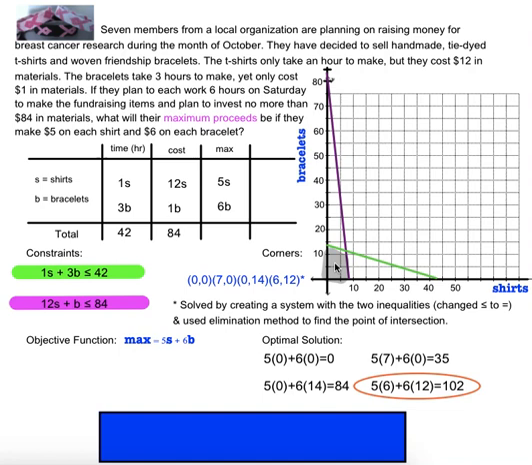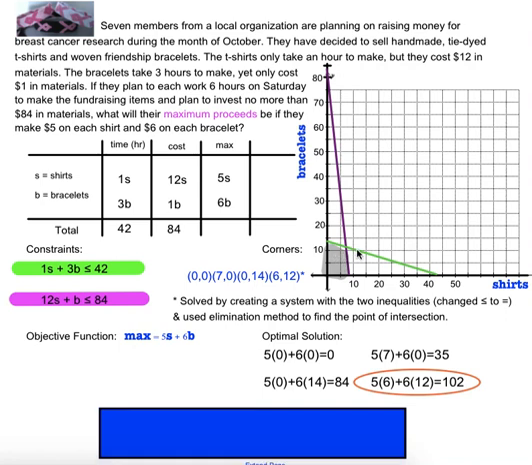So what we do is we first try to decide what the objective function is. Majority of these problems, either you're trying to make money, or you're trying to save money, or it could be about time or materials. In this case, it said we wanted the maximum proceeds. So I just wrote max so it refreshed my mind, is equal to, I get $5 a shirt and $6 a bracelet. Then from there, what you do is we have to pick some ordered pairs in this region to represent answers that would work in this math problem.